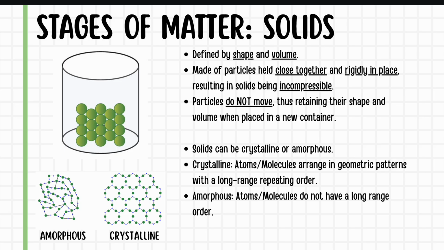Crystalline solids have their atoms and molecules arranged in geometric patterns that look nice to the eye. You can take a look at the image in the bottom left corner. You can see again that there's a long range repeating order that makes it look nice. Examples of crystalline solids are diamonds and salts. The other type of solid is amorphous solids, and in these types of solids, the atoms and molecules do not have a long range order. They're more disorganized and kind of look like a blob. Examples of these would be plastic, rubber, or glass.